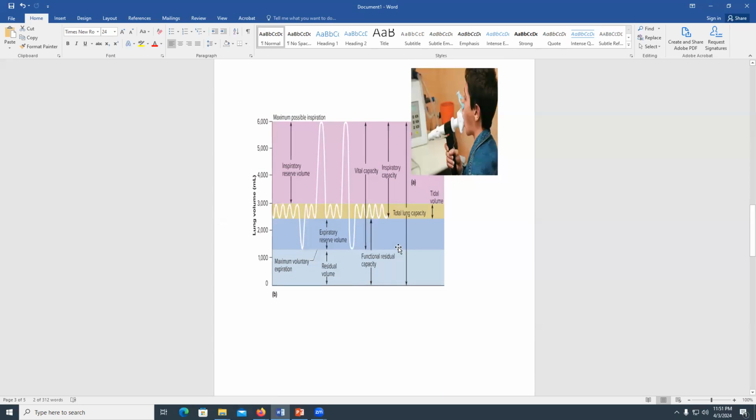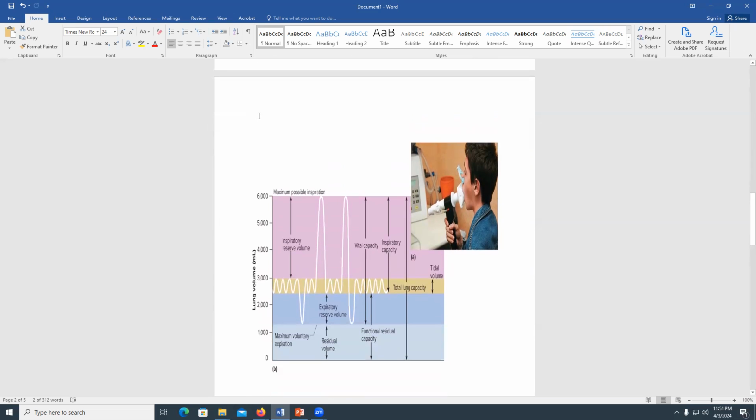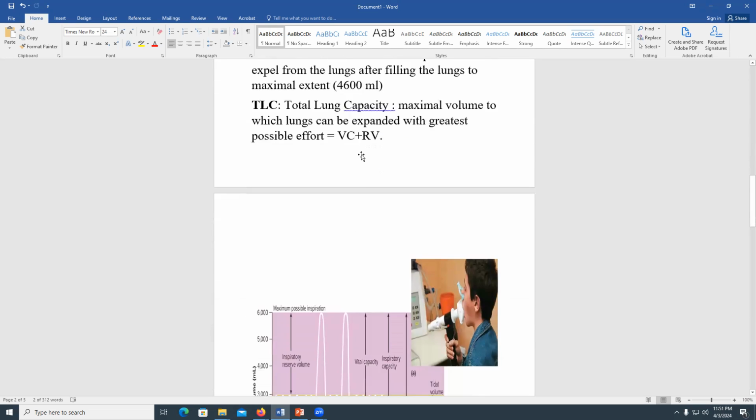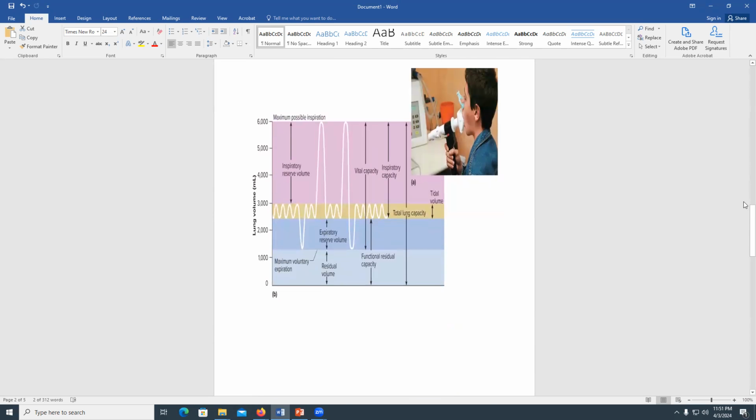So when we do the experiment and we're measuring our vital capacity, for example, we should know that it's from, for example, 1,200 milliliters up to 6,000, and then we just subtract. That's about 4,700. But we will see exactly. This is just important for us to understand these concepts.